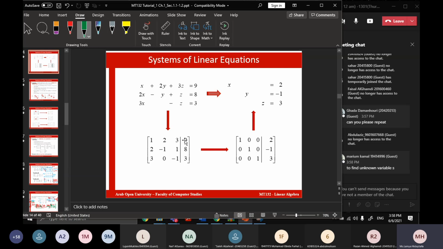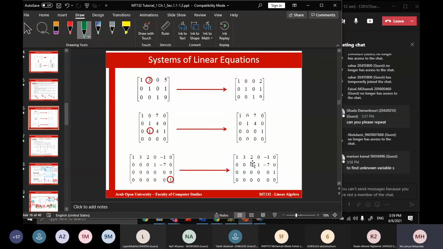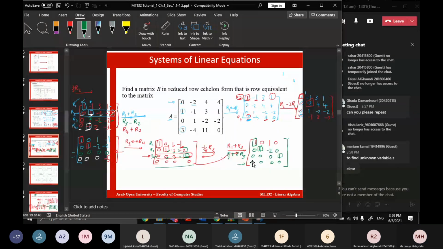Clear? So if these two augmented matrices are row equivalent, that means we got this from that one by doing row operations, then they will have the same solution. The solution which you get for this is also a solution for that one. To solve means we want to find the unknown variables. Okay? Clear? Ghada, clear?